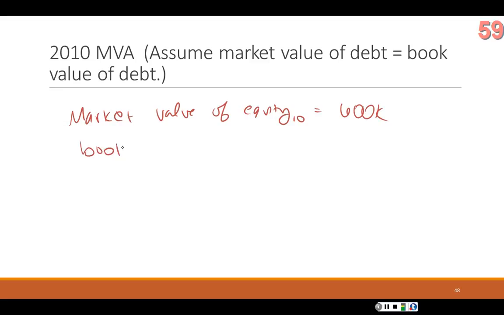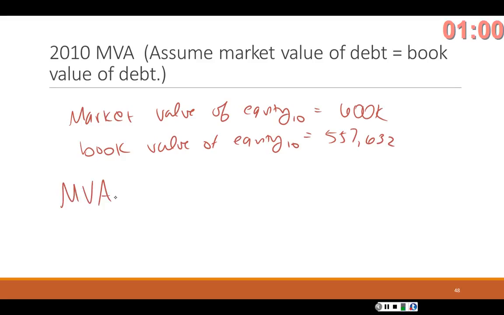And the book value of equity in 2010 is equal to $557,632. You can find this on the Excel sheet, it's total equity. It's on the right-hand side, the very bottom of the balance sheet. So the market value added for 2010 is the $600,000 minus the $557,632. So managers, since the inception of the firm, had added $42,368 in value.